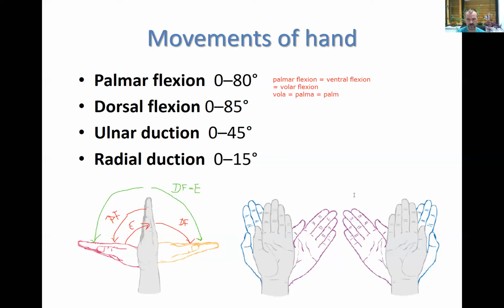As for ductions, you can see altogether it's some 60 degrees, and of course ulnar duction is larger than radial duction. You can try it yourself just now.